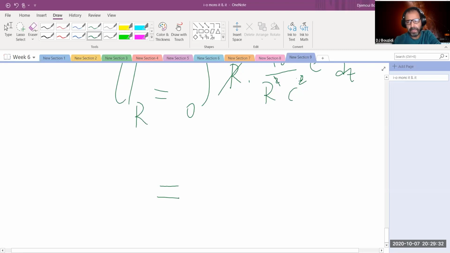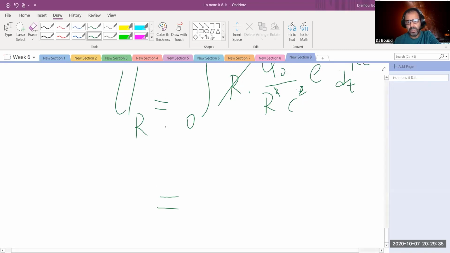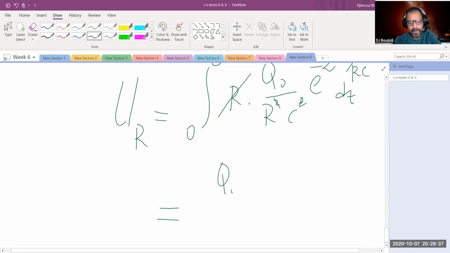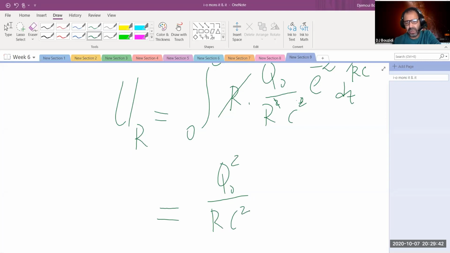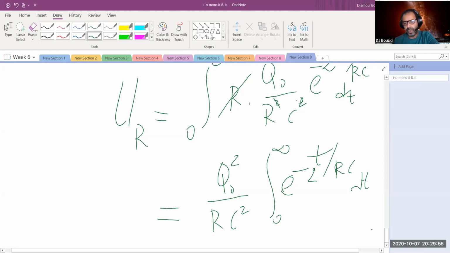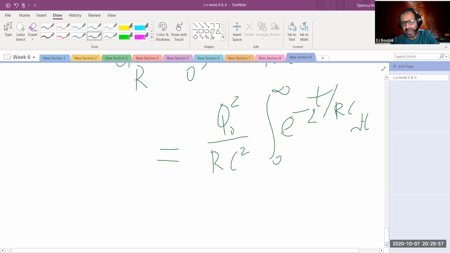So it's going to give me Q naught squared over RC squared, and then the integral of the exponential, I have a 2 in here, RC dt from 0 to infinity. The 2 is coming from the square. So when I integrate, all I have to do is divide by the coefficient of t, which is 2 over RC. That means I multiply by RC and divide by 2. And then you have the actual integrand.